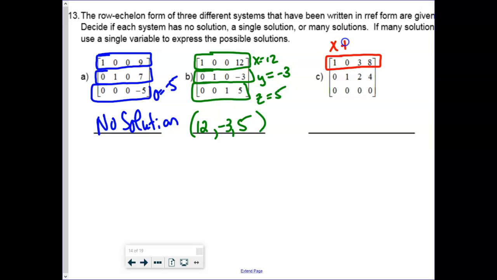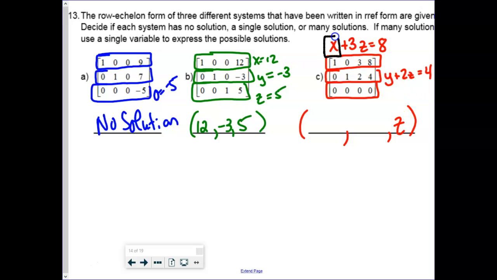So 1x plus 3z equals 8. And then this equation right here would say 1y plus 2z equals 4. And then this statement down here just proves to me that z doesn't have any sort of a clue, I guess, about it. So we're just going to let z be z. So when you write your ordered triple, go ahead and just call z a z. But you should be able to give me some algebraic representation for x and for y in terms of z.